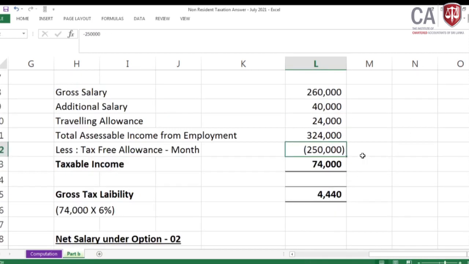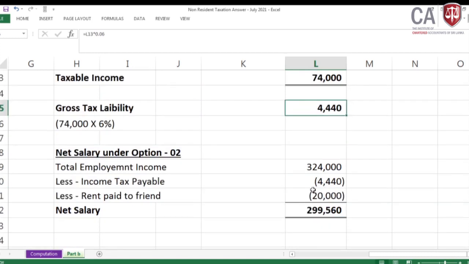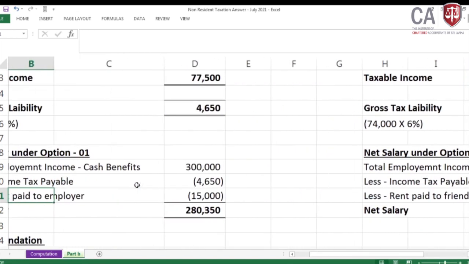Then employment income is a summation of all cash benefits, this 324. Then less income tax payable 4,440. The rent paid to the friend is a cash outflow of rupees 20,000. Then the net salary is 299,560. Now what's the best option? Option 2 is the best option.